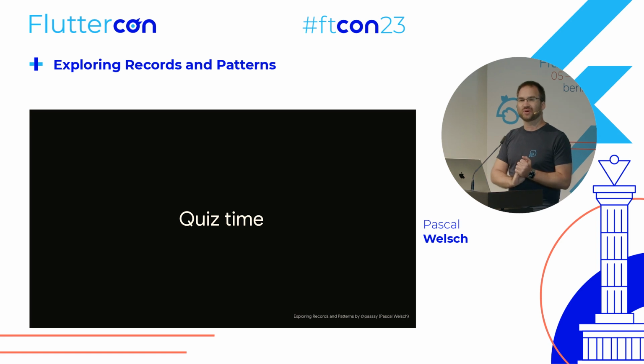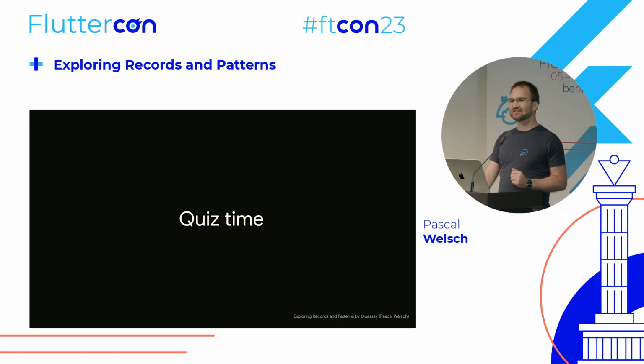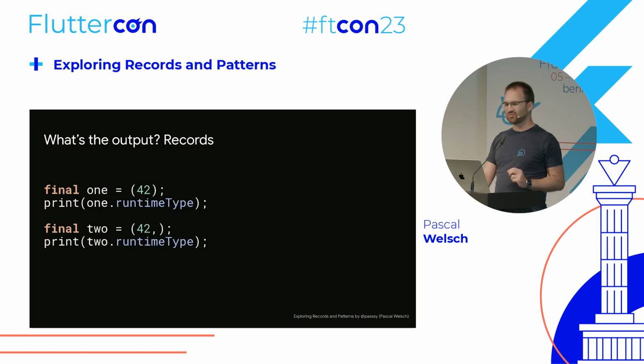Let's do a small quiz. Now we know what records are and what destructuring is. So let's look at one pretty cool example. First of all, did you know that you could create a record with just one value? Cool, right? So let's try to think about what is the actual output of this code.